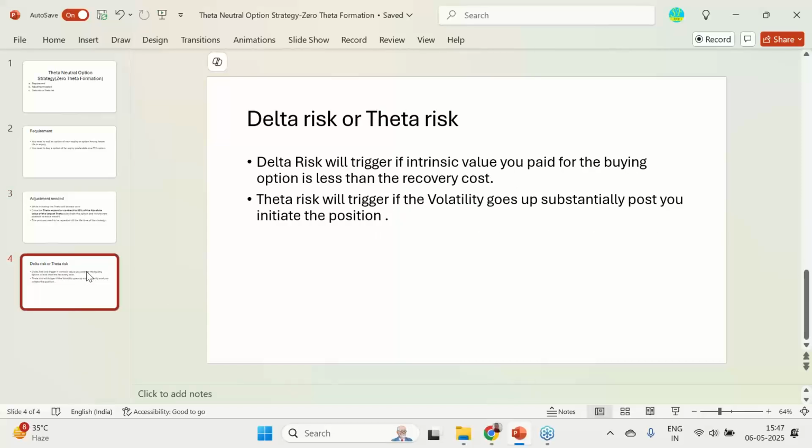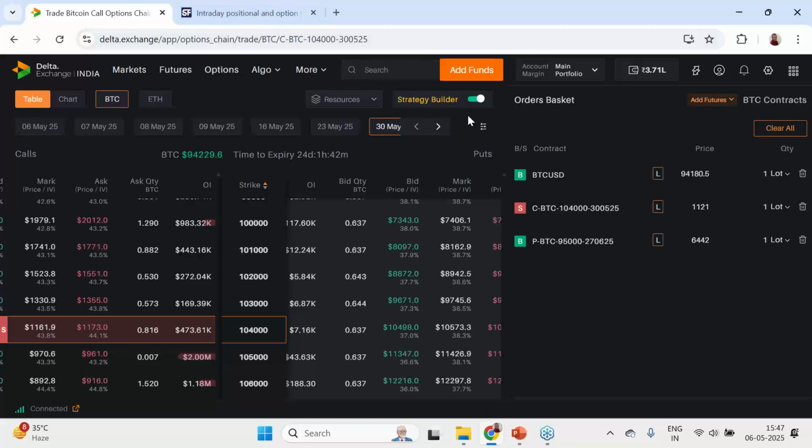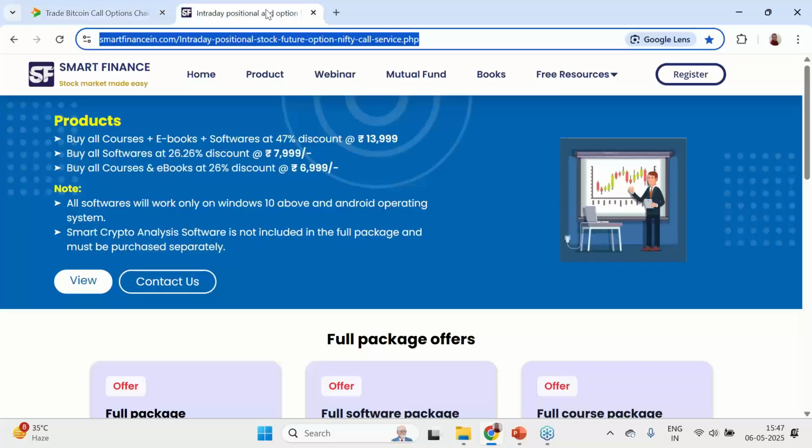But all this theta neutral will go through these two risks, delta risk and theta risk. Delta risk triggers if your sell value does not cover the intrinsic value of your buying leg, not the time value, the intrinsic value of your buying leg. Theta risk triggers if volatility goes up suddenly after you initiate the position. So this is just a foundation, and more on futures and options you can find from our courses.